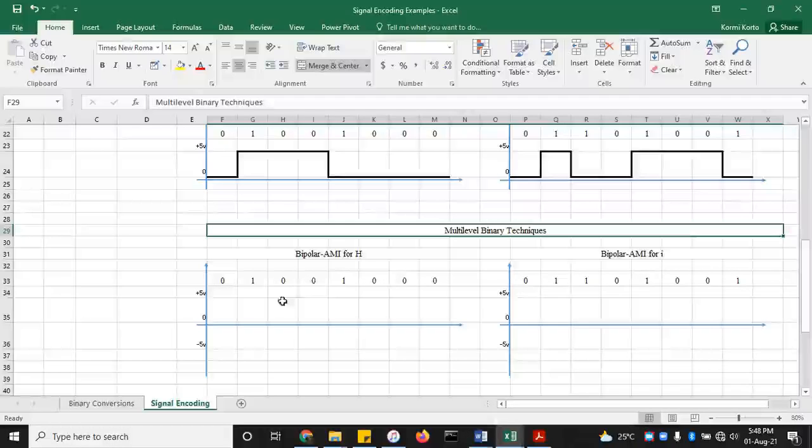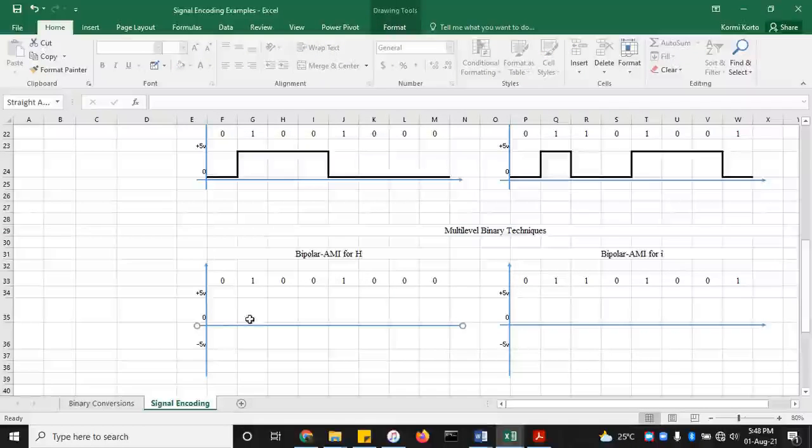Now let's go through the signal for the character uppercase H, what it will look like. We have to apply the rules to it. The rule states that for the bipolar AMI, zero or off-state bits have low voltage pulses, and on-state bits have not necessarily high voltage pulses, but the transition is the key here.